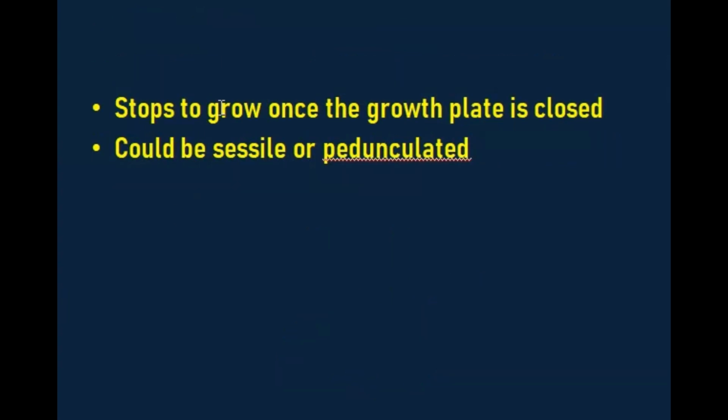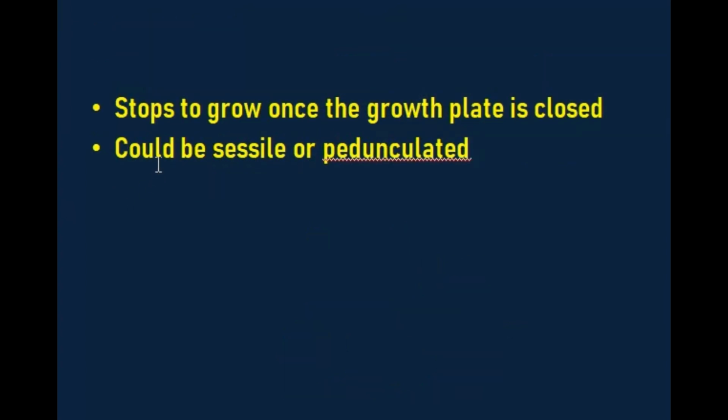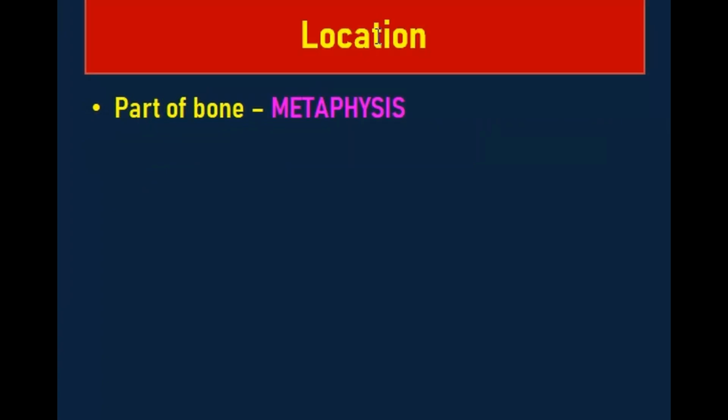But the tumor stops growing once the growth plate is closed. So once this growth plate is closed, this will not enlarge anymore, the cells will not grow anymore. It could either be sessile or pedunculated. If you look at the location, the most common part of bone in which it is seen is the metaphysis.